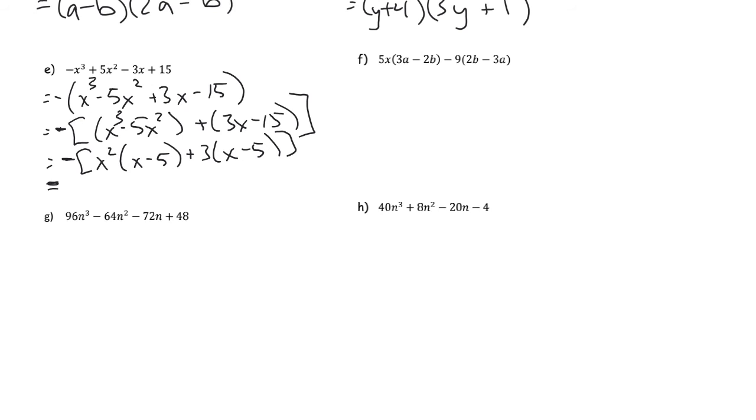I don't need to put the square brackets around anymore, because everything that I'm going to write out here now is going to be multiplied together. So I'm just going to leave the negative there. This will be x minus 5. In that first term, it was multiplied by x squared. In the second term, it was multiplied by 3. Everything's multiplied together. I can leave the negative out front. I'm good.